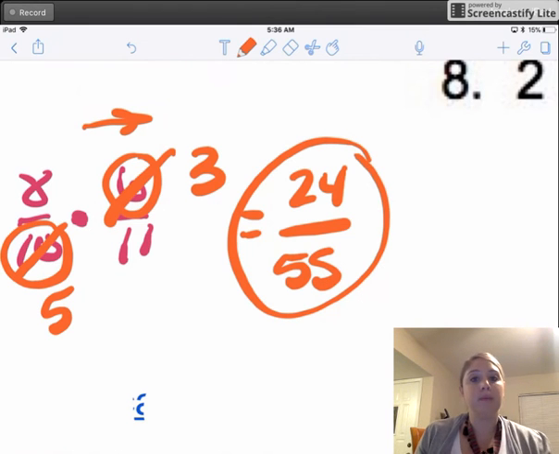As long as it's an improper fraction, then you're good. You don't need to reduce. You're golden.